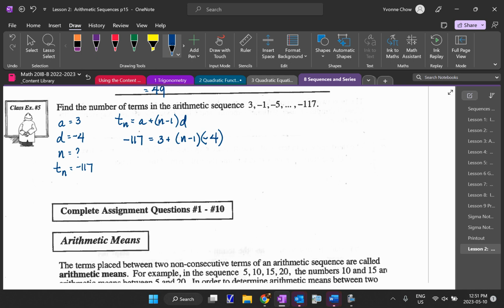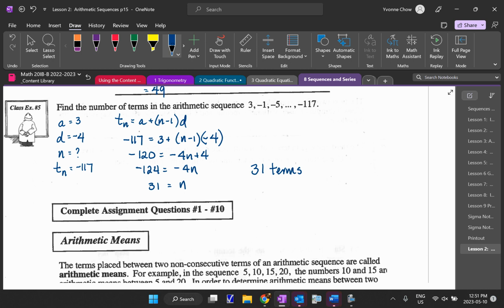I'll subtract 3 from each side, so -120 is equal to -4n plus 4, distributing that -4. Subtract 4 from each side, -124 is equal to -4n. Divide both sides by -4, and n is equal to 31. So that tells us that there are 31 terms.